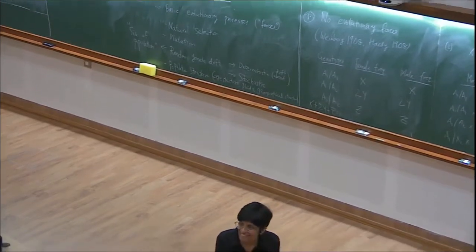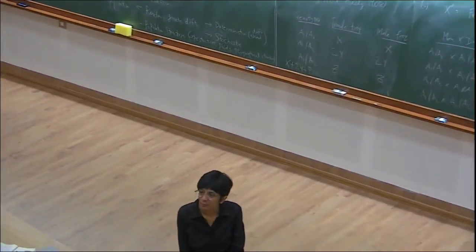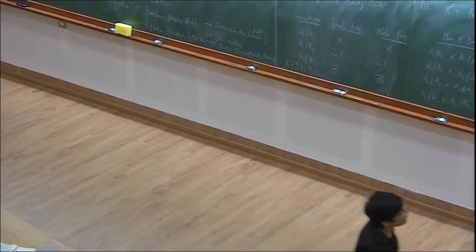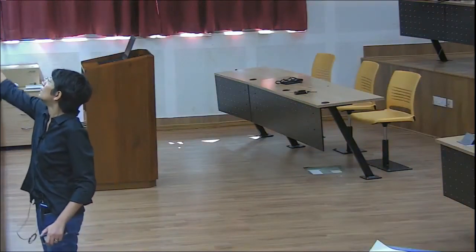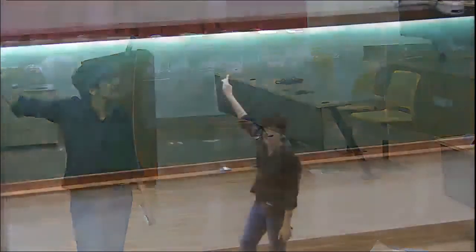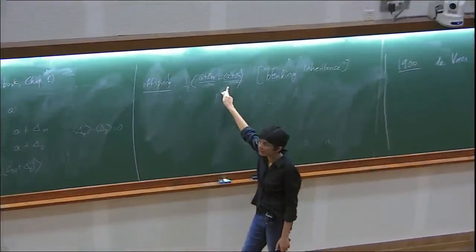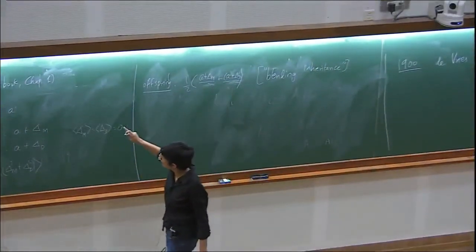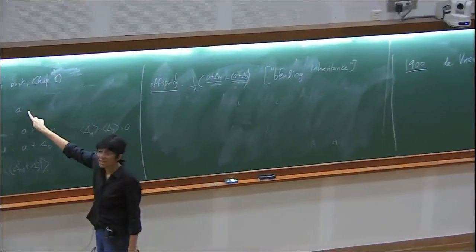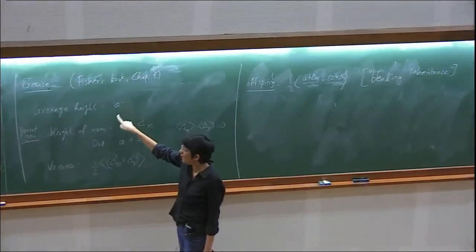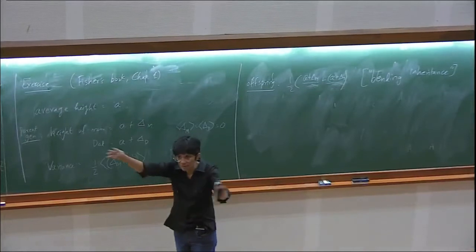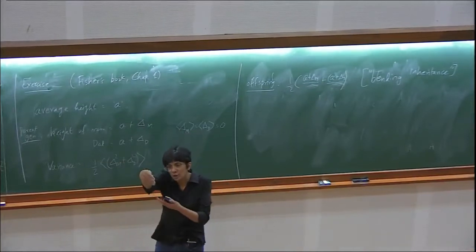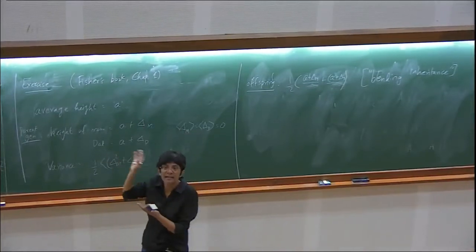I didn't catch it. So I'm saying the average height of mom is A plus delta M. Mom's height and dad's height divided by 2. This is the average height in the population. And this is the average height of an individual, which is A plus something. So the average height of all of us is something plus your height, my height, that's my delta M, delta D, etc.